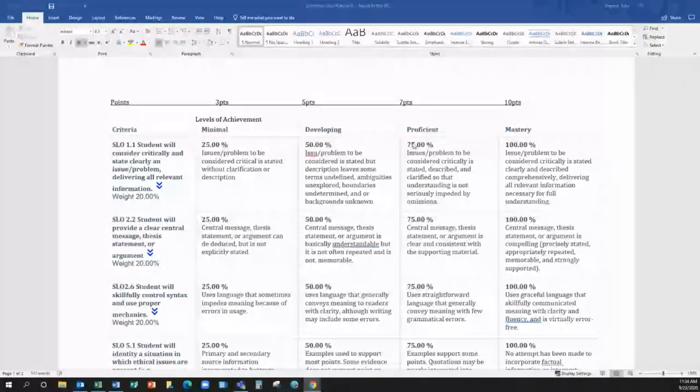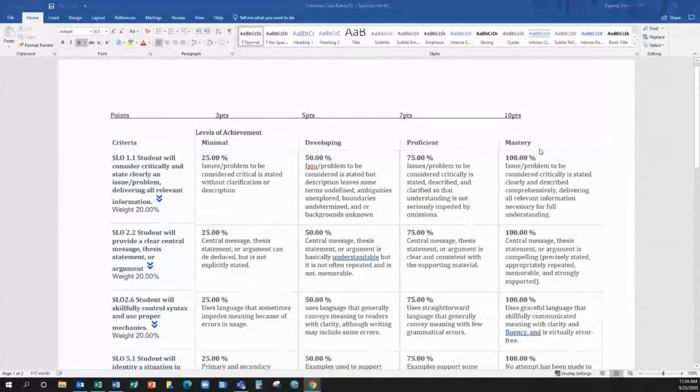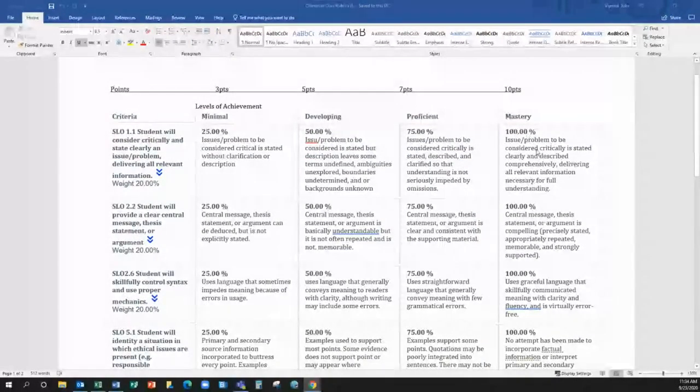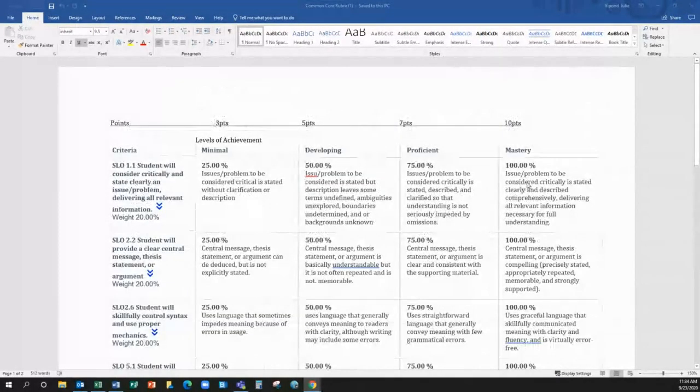And these percentages may not mean a whole lot to you. Up here is where the points are. So this entire assignment is 50 points. In other words, the way to get 10 points out of each category and score the full 50 points is by making sure that you're mastering these student learning objectives. Okay, so we'll start with the first one.